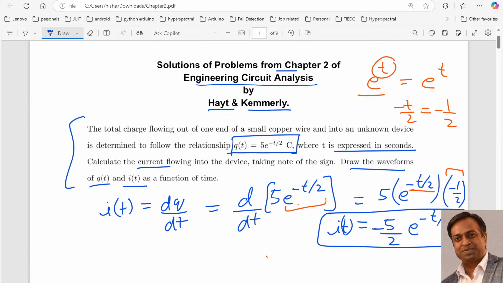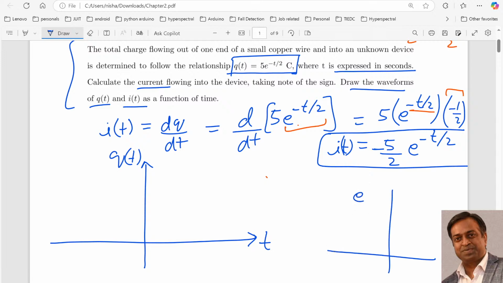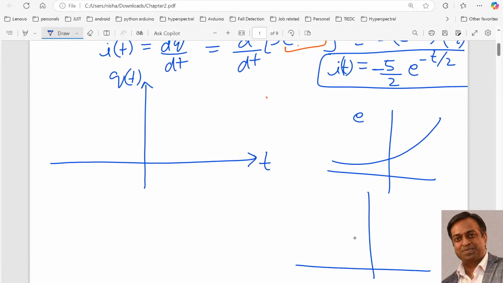Now once we get i(t), the next task is to draw the waveform. So if I want to draw the waveform of this q(t) versus time, then we know that for e raised to the power t, we have two types of graphs. One graph is an exponential rise, another graph is an exponential decay with respect to time. This is t. Let it be y(t), right?